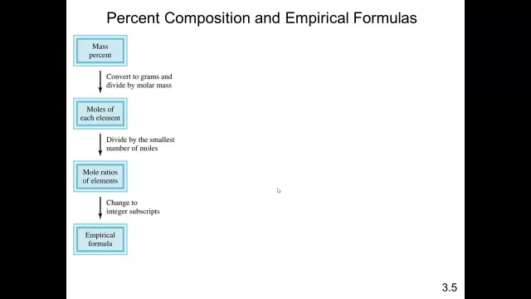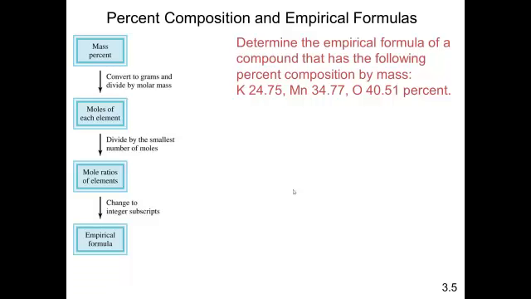Alright, our next thing is empirical formulas. And empirical formulas are basically working percent composition problems backwards. In this one, we're looking at 3 things: potassium, manganese, and oxygen, and we have their percentages. And we want to determine the empirical formula. This is a nice little flow chart, which happens to be in your book. I don't have the page that it's on, but it's there in chapter 3, probably in section 3.5.